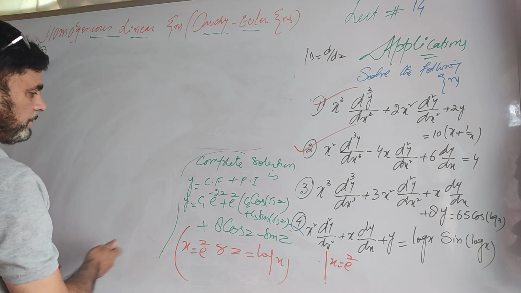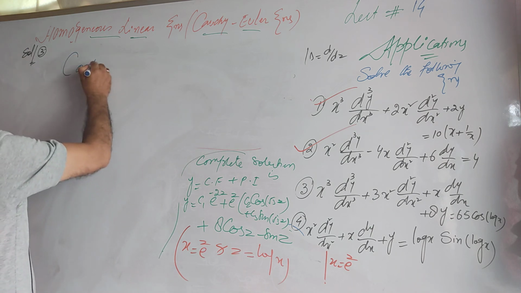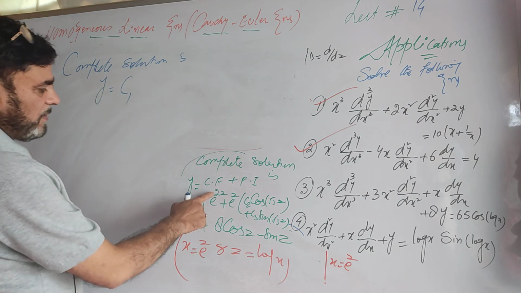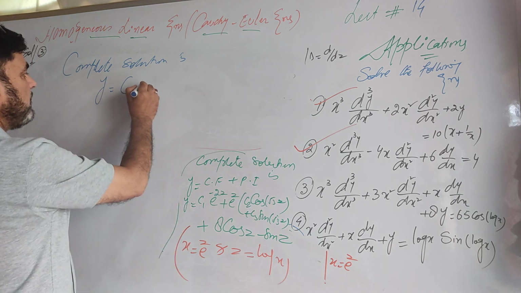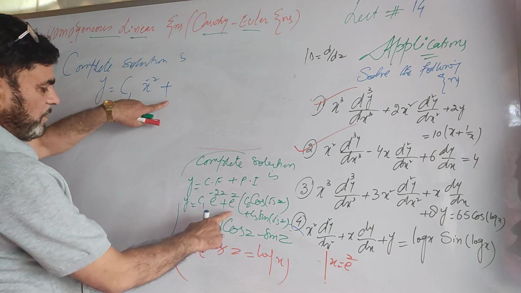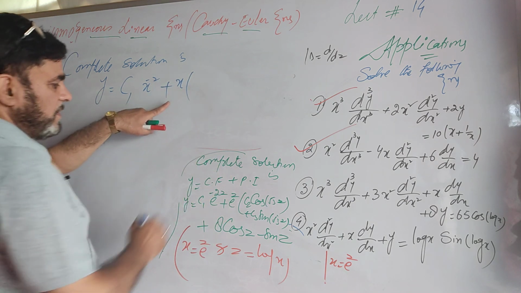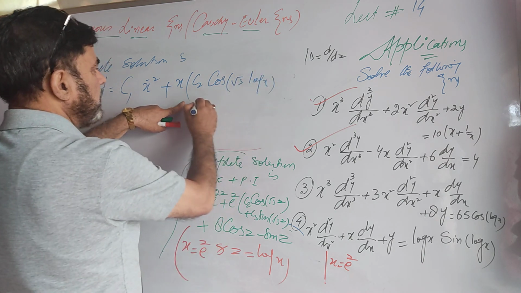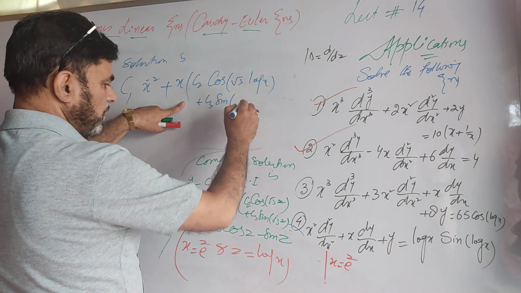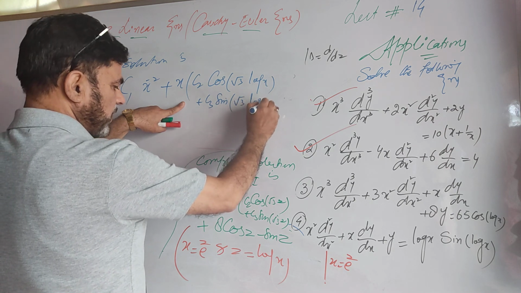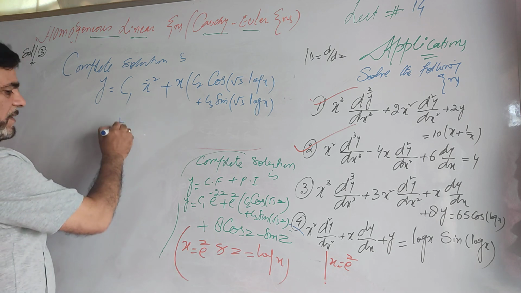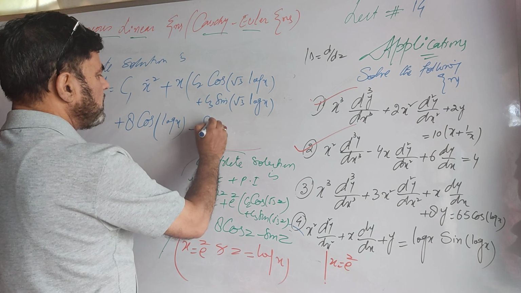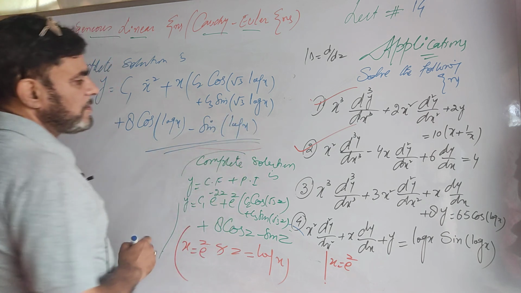So the complete solution is y equal to c1 e raised to the power minus 2z, that is c1 x raised to the power minus 2, plus e raised to the power z, which means x, times c2 cos of root 3 log x, then plus c3 sin of root 3 log x, then plus 8 cos of log x minus sin of log x. This is the solution of this problem.